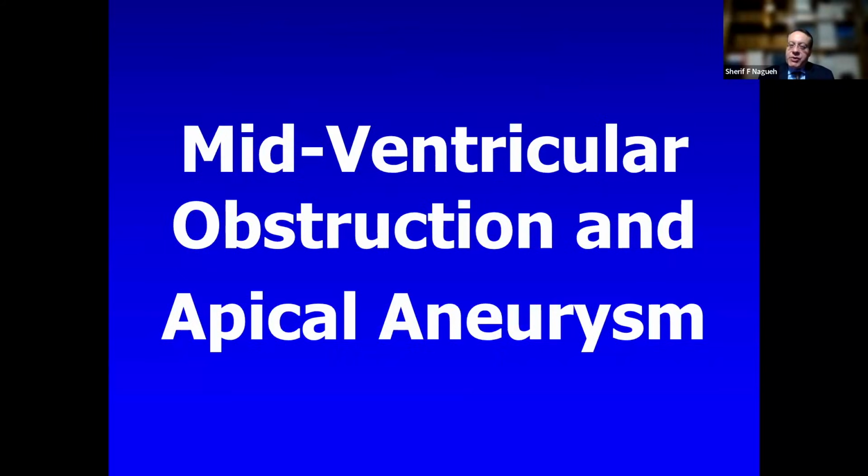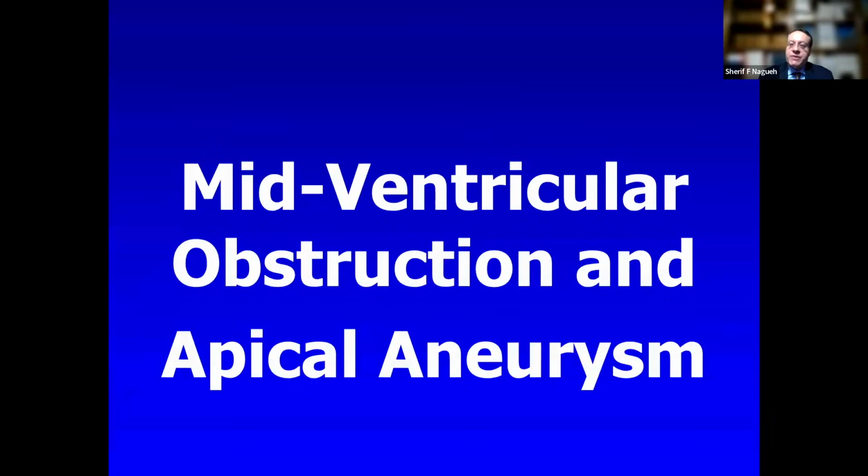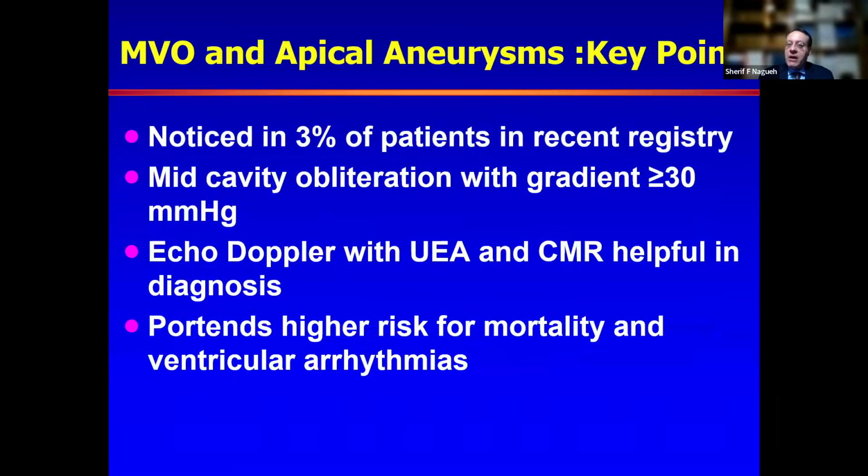We touched base early on when we were talking about morphology, mid-ventricular obstruction and apical aneurysms. I will say these are not uncommon. In the recent NHLBI registry, looking at patients with hypertrophic cardiomyopathy and the relation of imaging findings to outcome, this morphology was noticed in 3% of the patients. Significant obstruction is what we call present with a gradient of at least 30 millimeters of mercury.